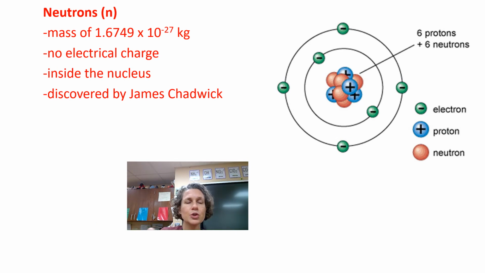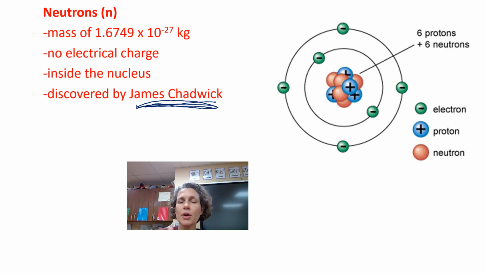And then the neutrons. Very similar in mass to the protons. So 1.6749 times 10 to the negative 27th. No charge, hence neutron for neutral. They're also inside the nucleus. It's believed they are in there just to buffer between all the positive protons so that the protons can still be together but not repelling each other in that little nucleus. These guys were discovered by a man named James Chadwick. We'll talk about him more when you get into chemistry in a couple of years.